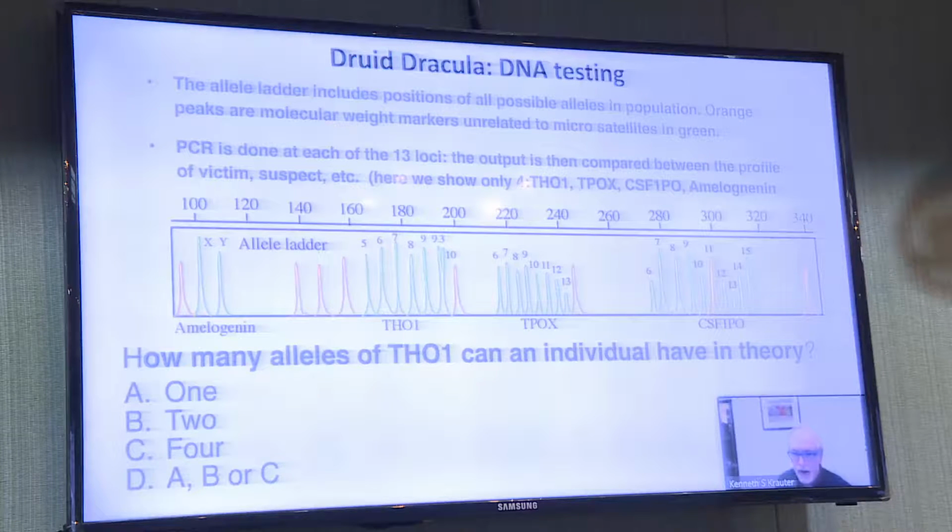These are 4 markers from the CODIS panel. Each one of these is a different microsatellite that is used. And shown in this pattern is what the pattern of microsatellite bands would look like using capillary electrophoresis. The orange bands are molecular weight markers, and this shows all of the alleles for each of these markers. So just as a quick question, if you're looking at a single marker, THO1, how many alleles of THO1 can any one individual possess? Quickly. A, B, C, or D?